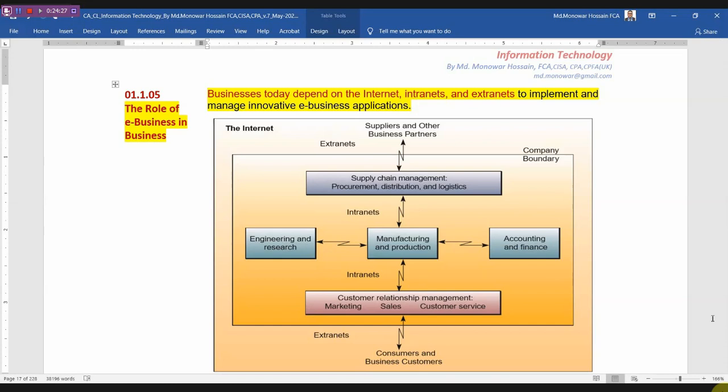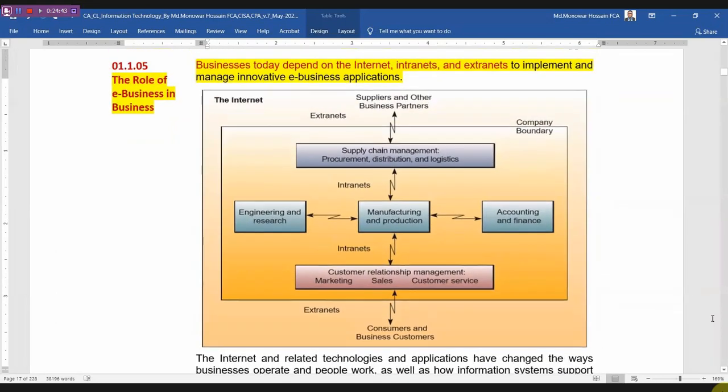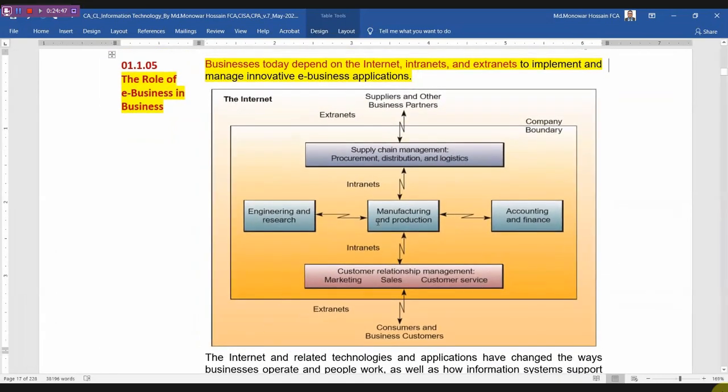So the role of e-business in business. Business today depends on the internet, intranet, and extranet to implement and manage innovative e-business applications. So if we look here, within the organization is manufacturing and production, and also we know the elements of cost: material, labor, and overhead. So in a manufacturing process, if we input material and give the labor and overhead, then we would be able to make the product from the manufacturing production.